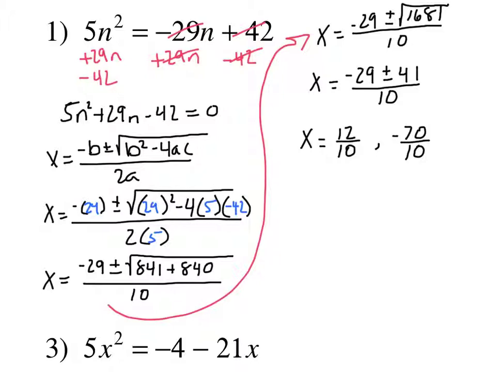Now we need to reduce our answers. So what does 12 tenths reduce down to? We don't want decimals. Reduced fractions. 6/5. It cancels 2 at top and bottom. So we have 6/5 and negative 70 divided by 10? Negative 7. There's our two answers.